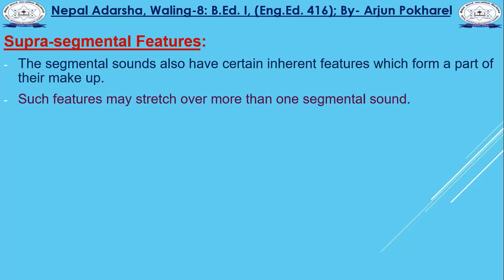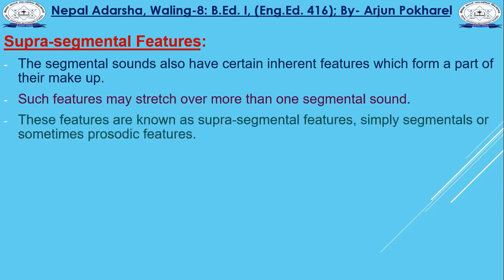That's why the suprasegmental features are not the features of only one sound. They are the features of two or more sounds together, which we cannot segment. These features are known as suprasegmental features. Such features may stretch over more than one segmental sound.